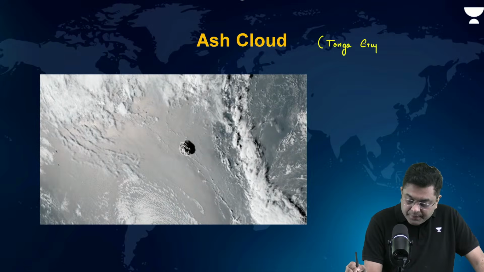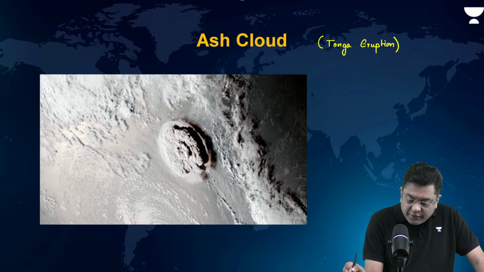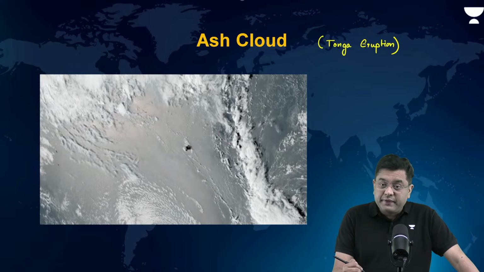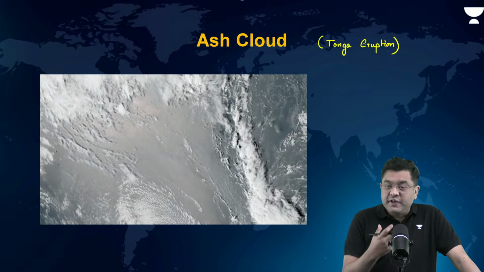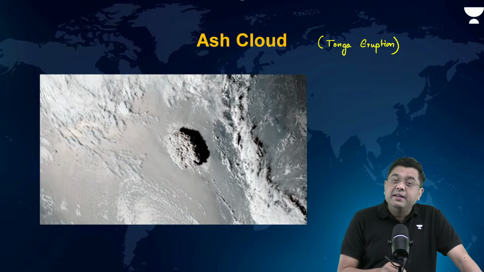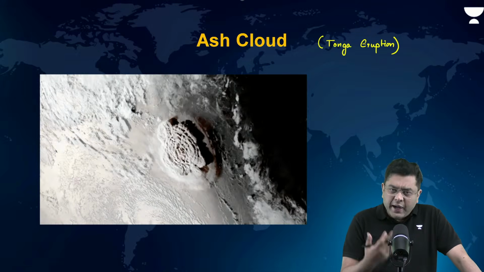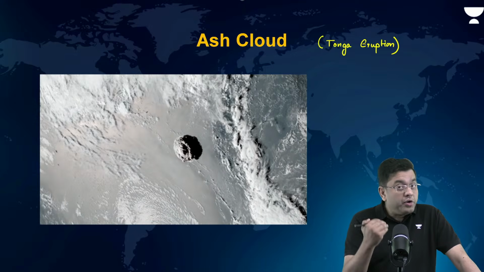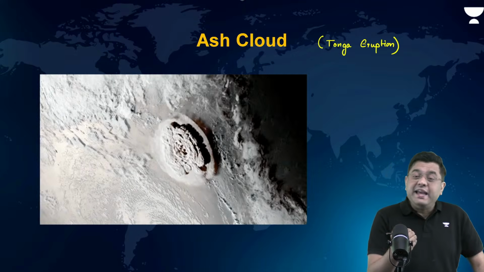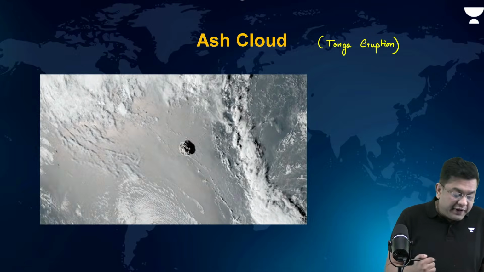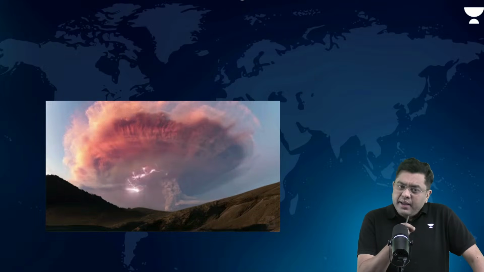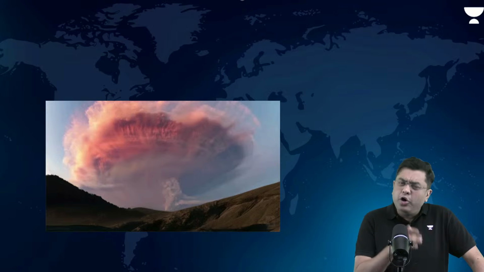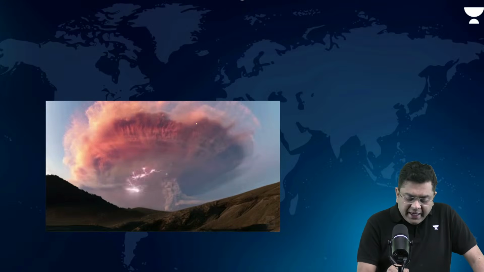Tonga eruption. So this is the image taken from the satellites. And you can observe the immense nature of this ash cloud and the area that it ends up covering. It is humongous. The height could reach up till 100 kilometers, thereby disturbing the atmospheric balance in any particular area.